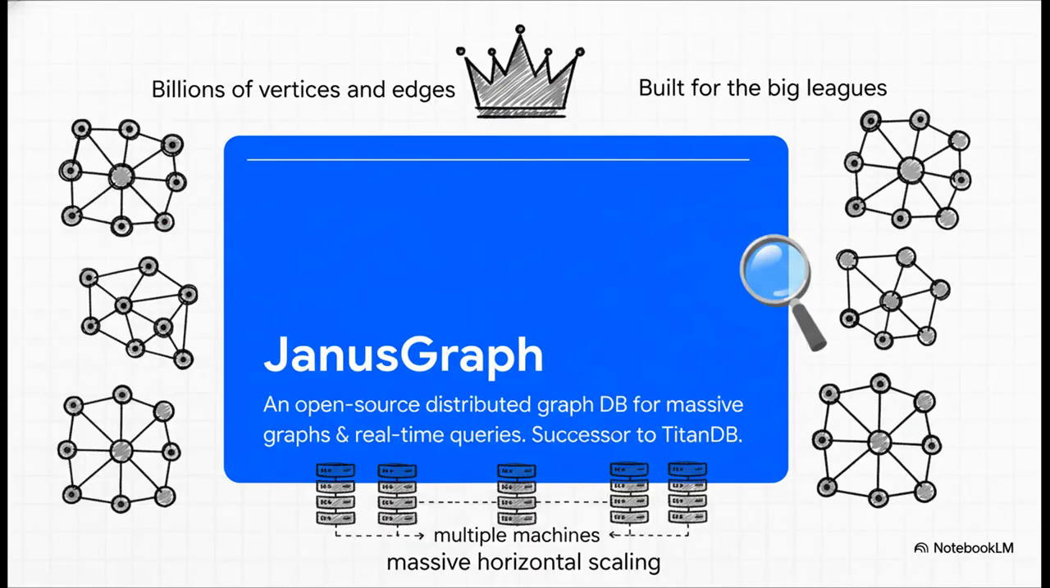So what is this thing exactly? Well, JanusGraph is an absolute powerhouse. It's designed to handle graphs with billions, with a B, of data points, which we call vertices, and all the connections between them, which we call edges. And get this, it doesn't do it on one giant supercomputer. It distributes the work across a whole cluster of machines. That's what we call horizontal scaling, and it means JanusGraph can basically grow as big as you need it to. It's the successor to the legendary TitanDB, so it has a great pedigree, and it's built for the big leagues.